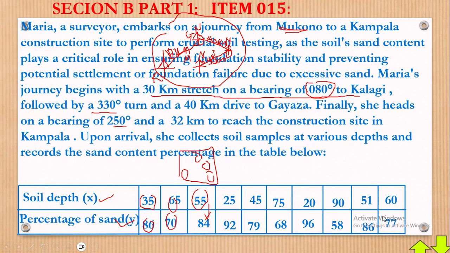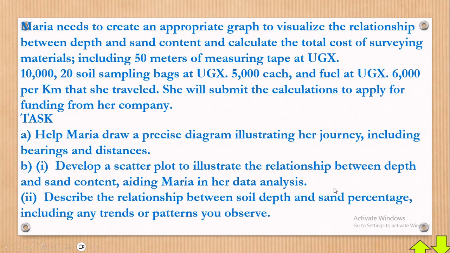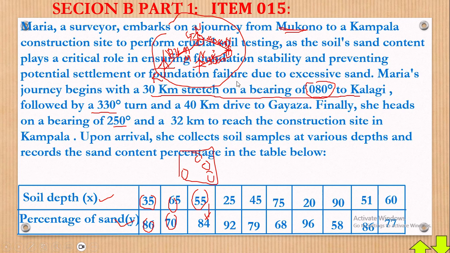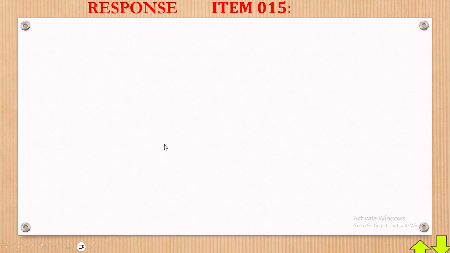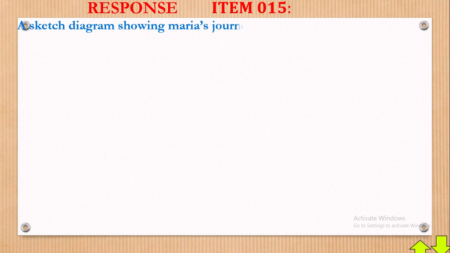Now what must you know here? Let's start off with part A. They're saying, help Maria draw a precise diagram illustrating her journey, including bearings and distances. Now remember, you all know how I got that sketch up there. Let's have it accurately this time round. So you're answering part A. You begin by giving us a title: a sketch diagram showing Maria's journey from Mukono to Kampala. All we need from you is first of all a title.